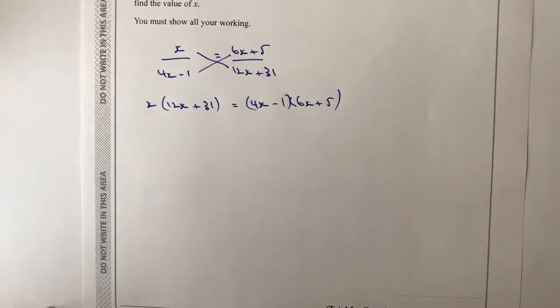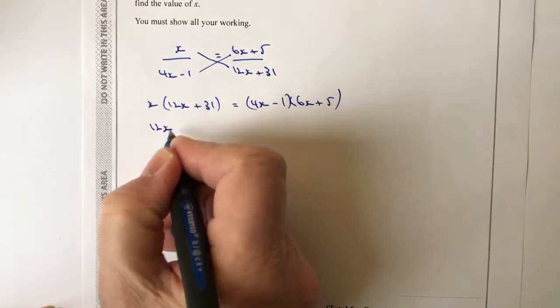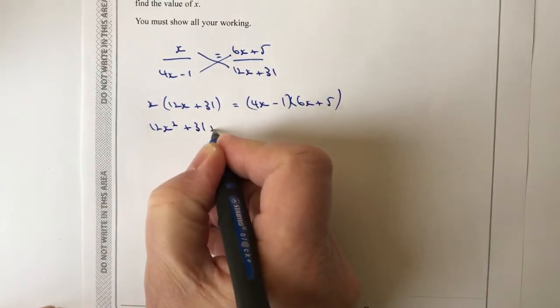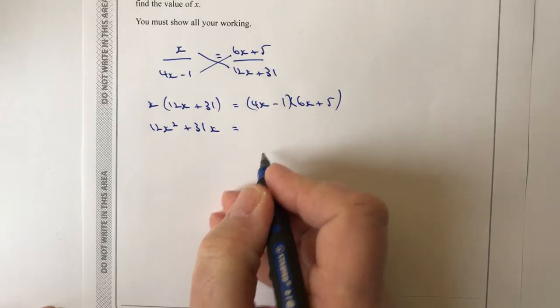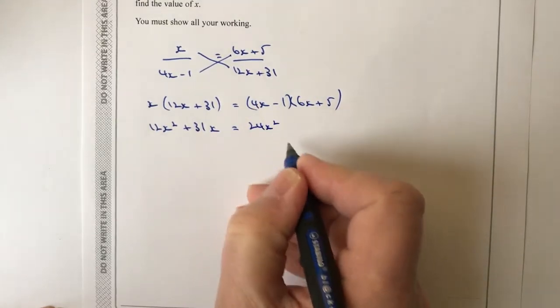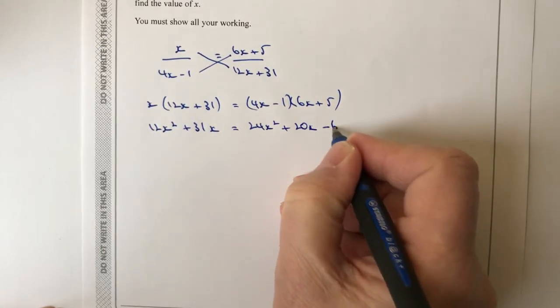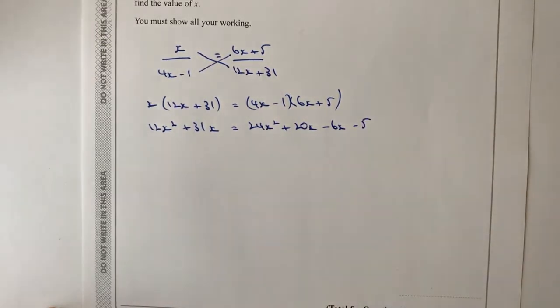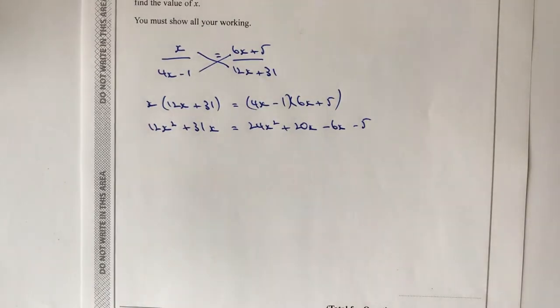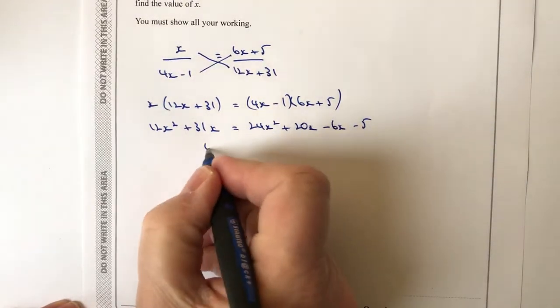So I'm going to multiply this out. I get 12x squared plus 31x, and that's going to be equal to 24x squared plus 20x minus 6x minus 5. We need to tidy that up, and because we're going to factorize it, we need to make it equal to 0. There might be a couple of steps you would do in here, but for the purposes of the video, I'm going to keep it as straightforward as I can, so I'm going to make it equal to 0.